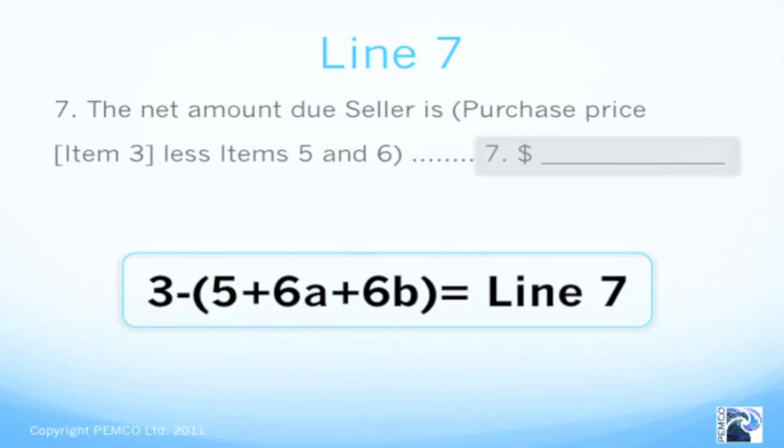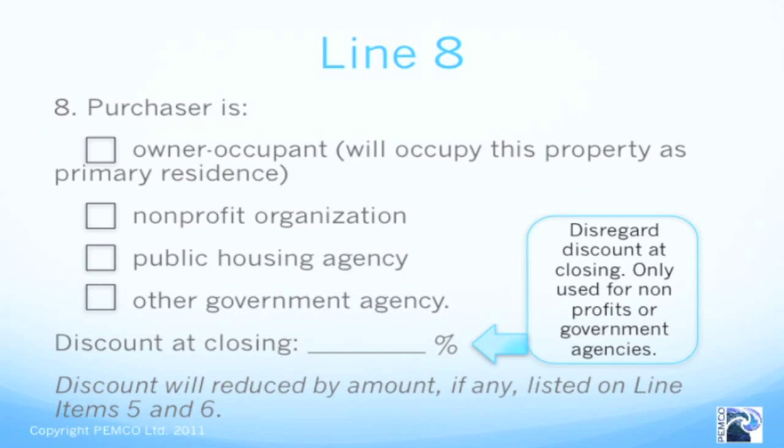Line 7 is just line 3 minus the amounts in lines 5, 6A, and 6B. HUDHomestore.com does the arithmetic for you, so the number will be auto-populated. On line 8, you will see the box that appropriately identifies your buyer type already checked for you because you previously identified your buyer type on the bid submission page. Disregard the small line to the right that states discount at closing. This line will only be used by nonprofits or government agencies.